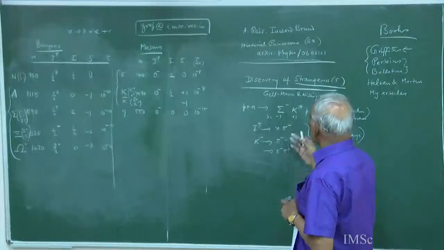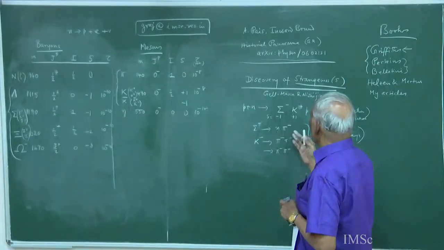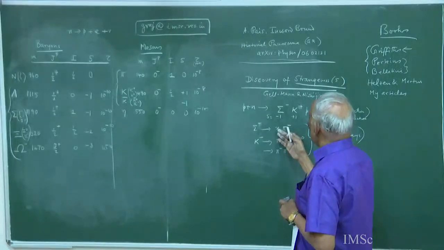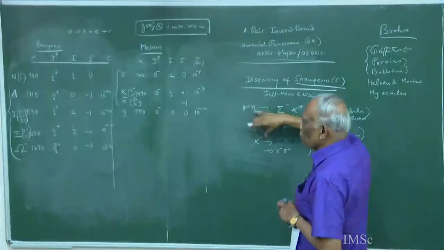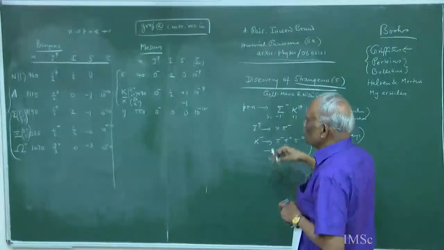Whereas here, you can see that you cannot write down anything which will allow it to decay. Because remember, the total mass has to be smaller than this. That you can always check whenever I write down any process. That is the first thing.